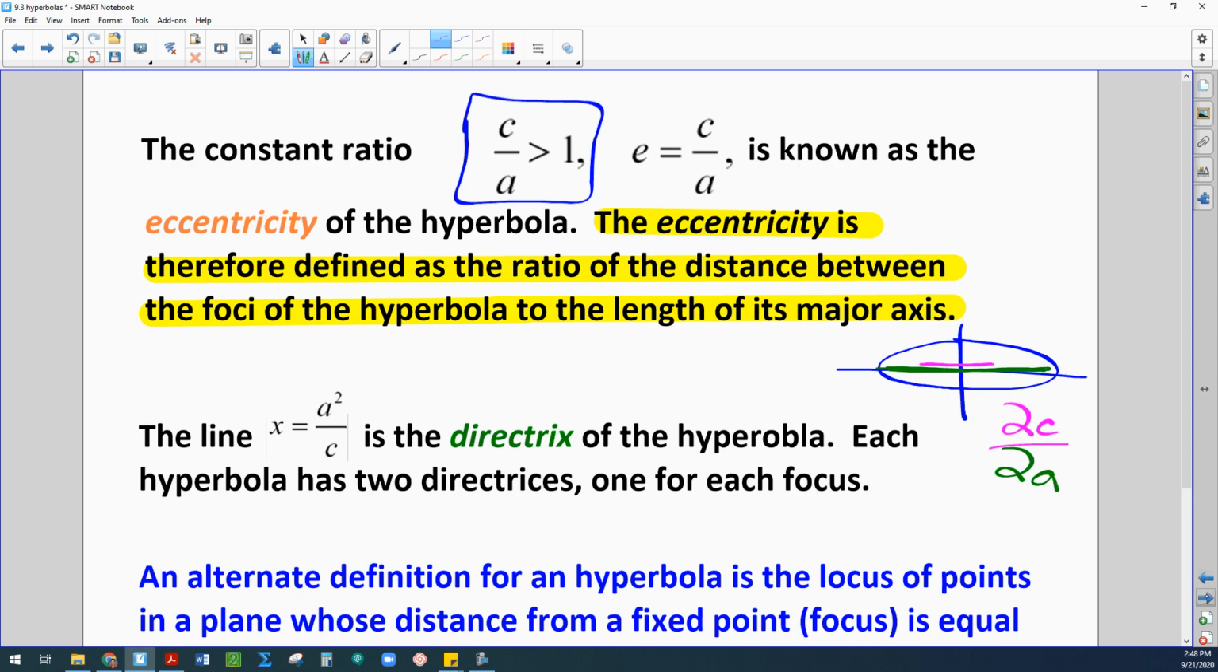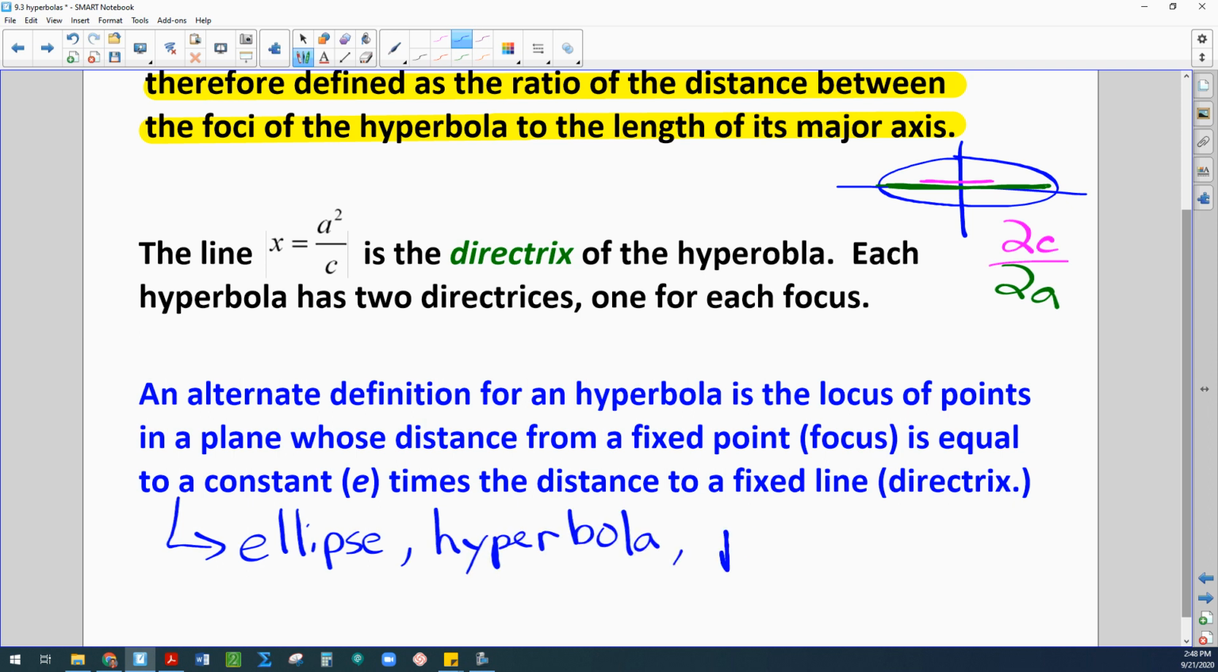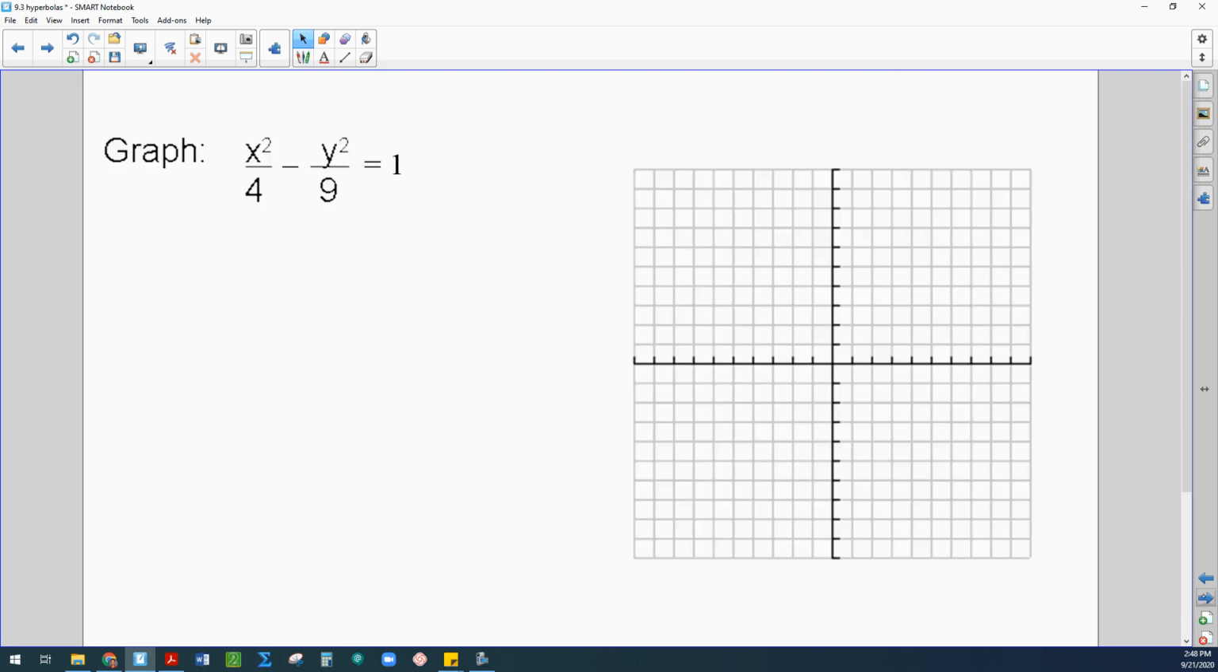We still have the directrix equation, and then if we want the definition comparing the directrix and the focus, we have that down in blue. A locus of points in a plane whose distance from a fixed point is equal to a constant times the distance to a fixed line. This blue definition is true for an ellipse, a hyperbola, and a parabola. For a parabola, E is equal to 1. For a hyperbola, E is greater than 1. For an ellipse, E is less than 1. Let's look at two problems.